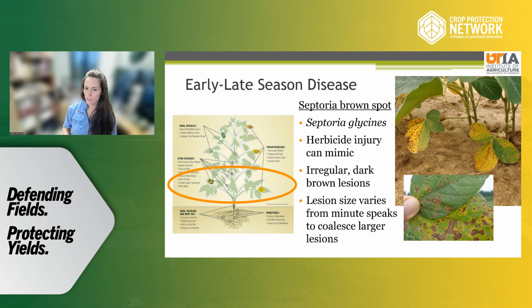So irregular dark brown lesions that vary in size, usually from tiny specks initially, that then coalesce to form larger lesions, as pictured in the bottom right. Yellowing can also occur on the leaves, and then those leaves may drop prematurely. Again, you might see this disease early on, but rule out that it's not herbicide injury. A lot of times this stays in the lower canopy, but depending on the variety, some have more susceptibility than others and might move up out of that lower canopy and cause defoliation.